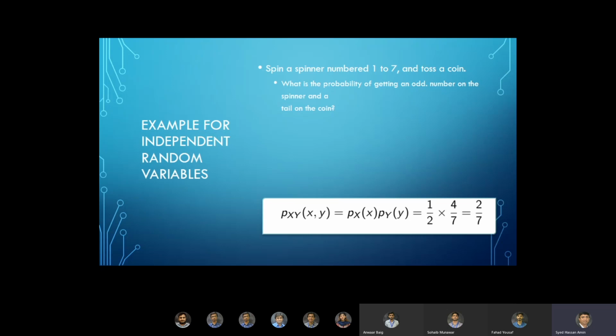So now we are looking at the same probabilities, obviously a joint probability, but we are looking at X and Y as random variables, not just events.